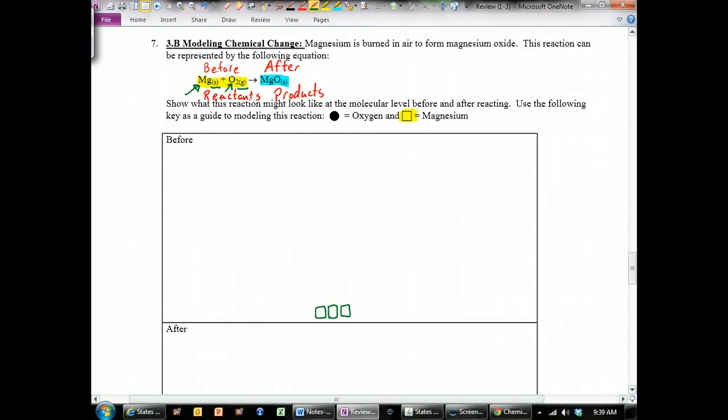I can draw any number of magnesiums that I want. I'm going to choose to draw an even number. I'm going to draw 12 magnesiums. You can draw any number that you want. I'm showing them organized, neat structure. This is magnesium and it's a solid. Now I just need to model the oxygen.